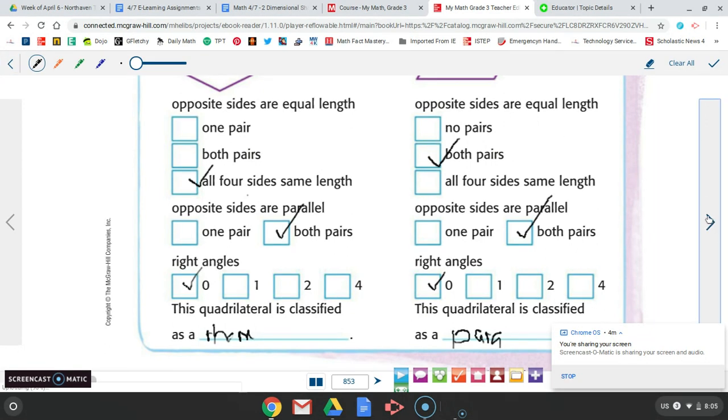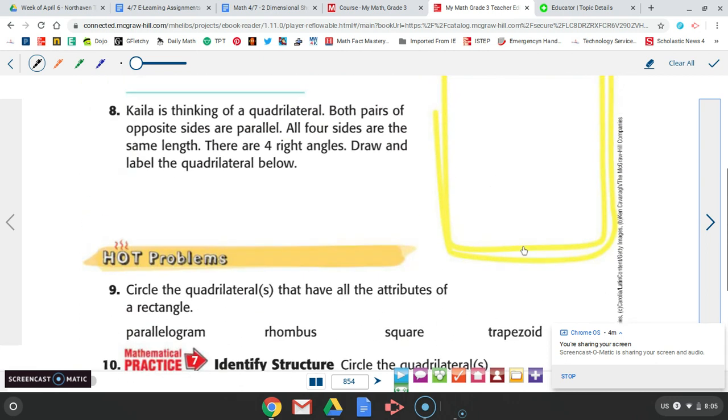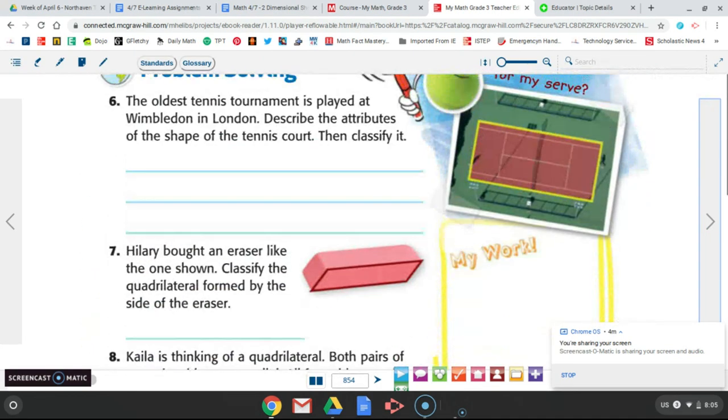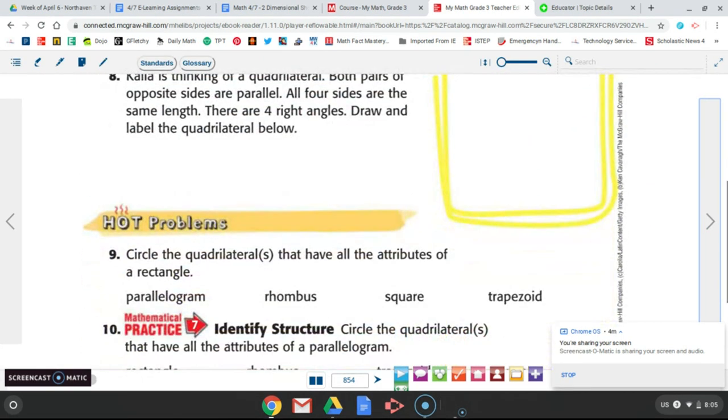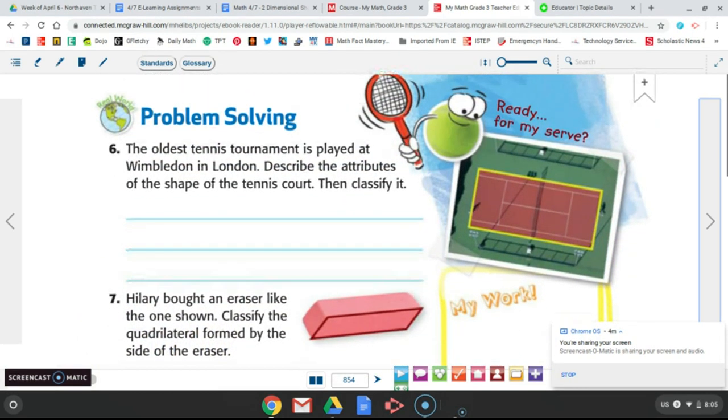All right, go ahead and turn to page 854. And we're just going to go through 6, 7, and 8. We're not going to worry about the hot problems today. Number 6 says, the oldest tennis tournament is played at Wimbledon in London. Describe the attributes of the shape of the tennis court and then classify it.